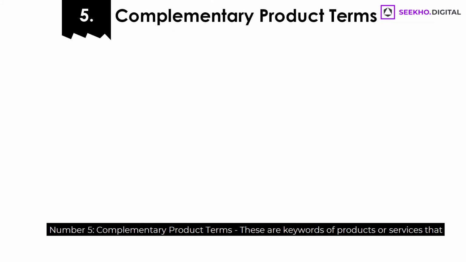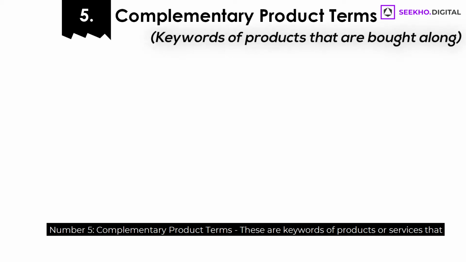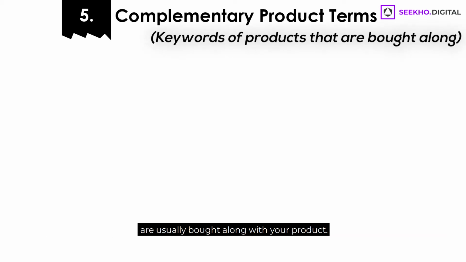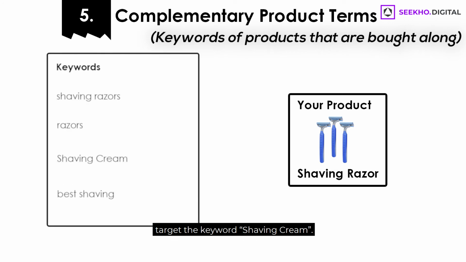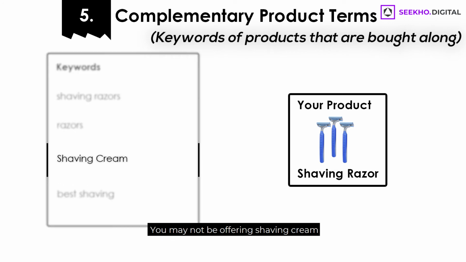Number 5. Complementary product terms. These are keywords of products or services that are usually bought along with your product. For example, if you sell shaving razors, you may also want to target the keyword shaving cream. You may not be offering shaving cream as your product, but it is worth considering, as it would be great to get some extra conversions.